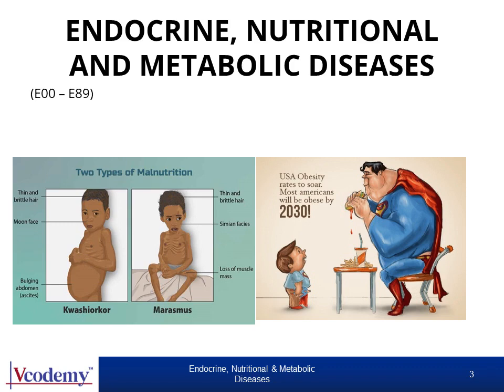You can check the codes for marasmus. So as you can see in the picture, the code category is E41 and kwashiorkor, that is E40. Again, that is also a type of malnutrition. You can use the alphabetic index and then cross verify with the tabular listing.